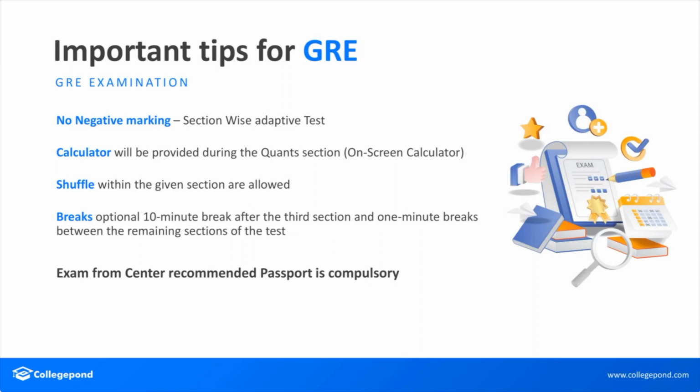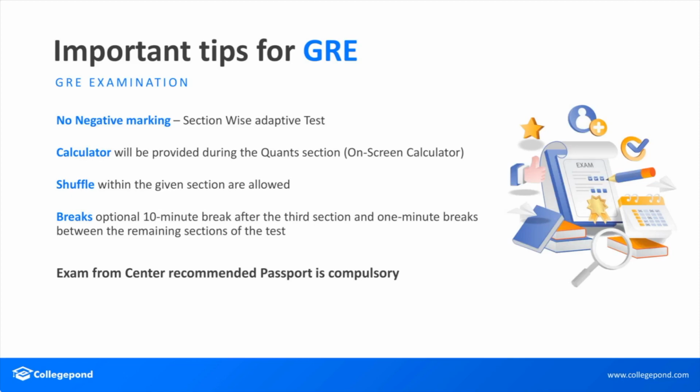The exam is section-wise adaptive. So let's understand what it means. Suppose 3 people, A, B and C, give the exam at the same time. They get the same set of questions in section 1 of quants. A gets 5 on 20, B gets 10 on 20, C gets 15 on 20. Now the computer thinks C is a smarter person. So the second quant section of C will be much tougher than the second quant section of A and B. A might get an easier section, B might get a medium section.